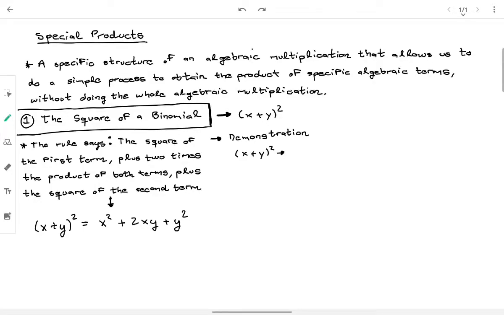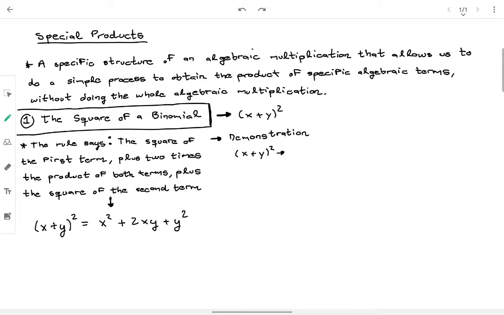Today we are entering the third big topic of the course. We are going to start seeing special products. Special products are a specific structure of an algebraic multiplication that allow us to do a simple process to obtain the product of specific algebraic terms without doing the whole algebraic multiplication. So it's like a simple rule that will help you to do a specific operation without doing the full operation. We will only need to remember these rules to apply them and not to do the whole operation.